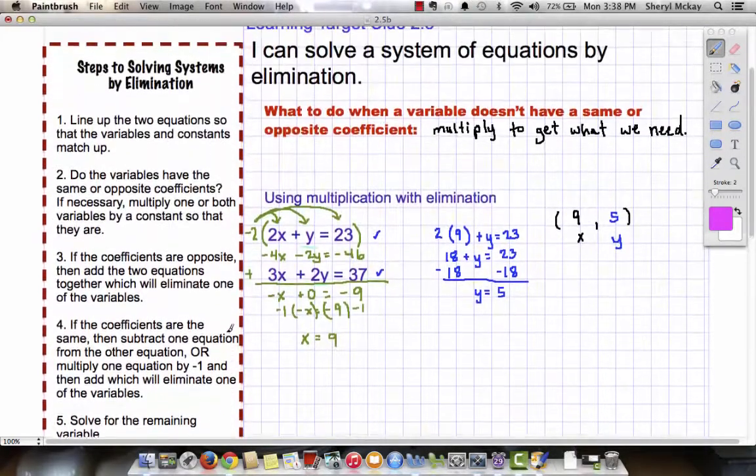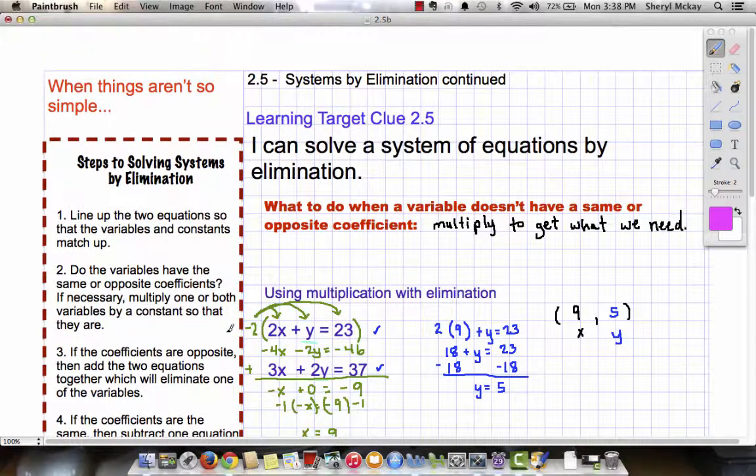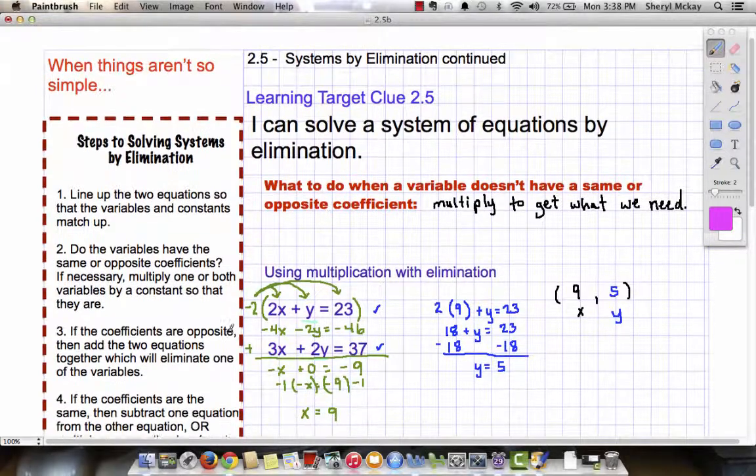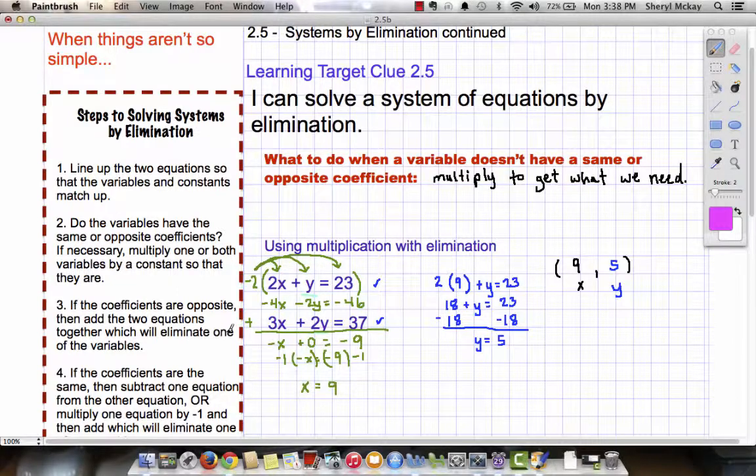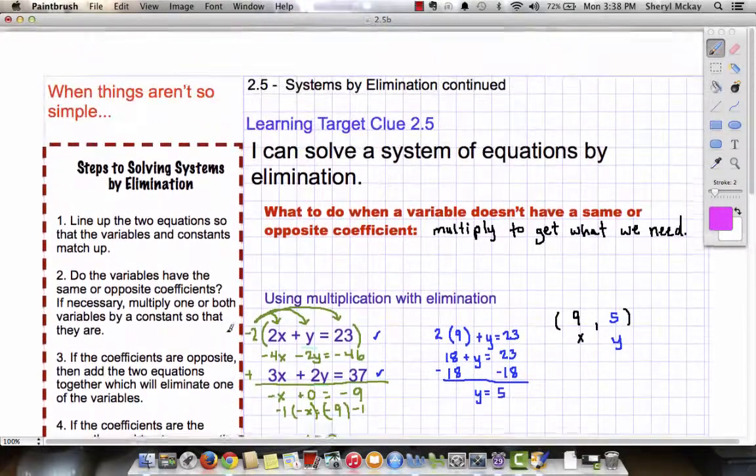And that's all I have on this. I hope that you understand how to solve systems by elimination, and you can do it the easy way, but sometimes it's not so simple and you have to do a little bit of changing up and working with your equation, and now you know you can just multiply things and get the numbers that you need so that you can eliminate.